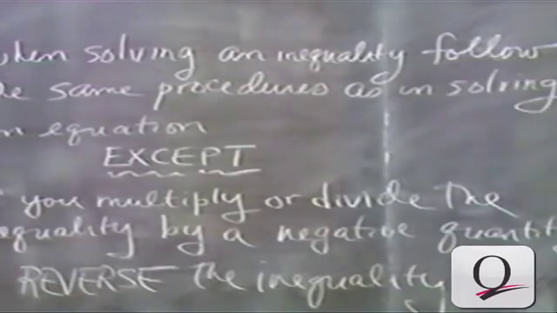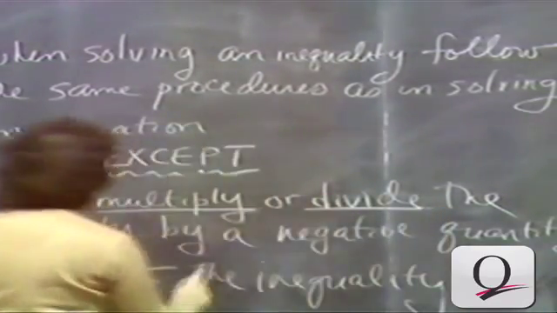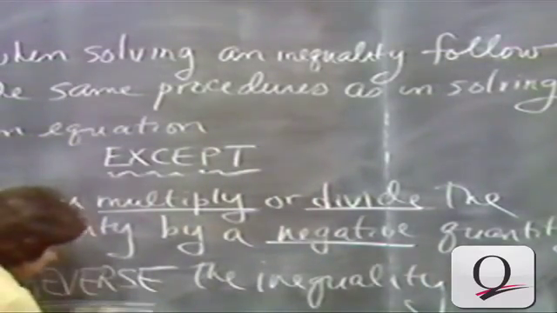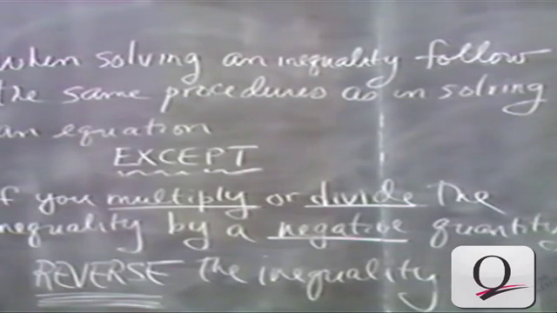Okay, the key words here would be if you multiply or divide by a negative, then you reverse the direction of the inequality. When solving an inequality, follow the same procedures as in solving an equation, except if you multiply or divide the inequality by a negative quantity, you must reverse the direction of the inequality.